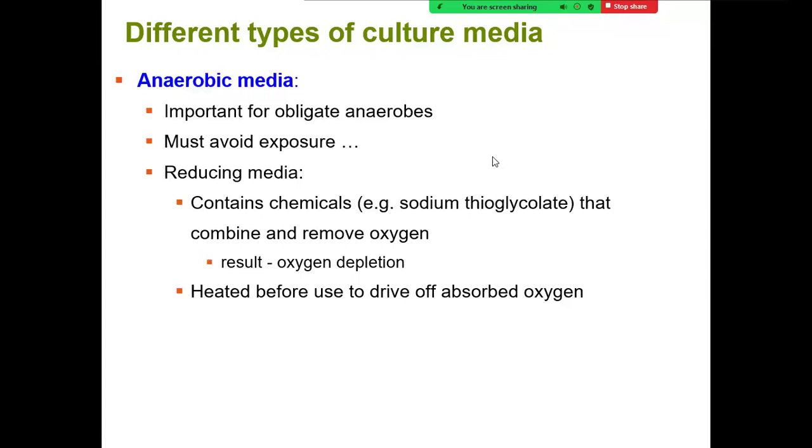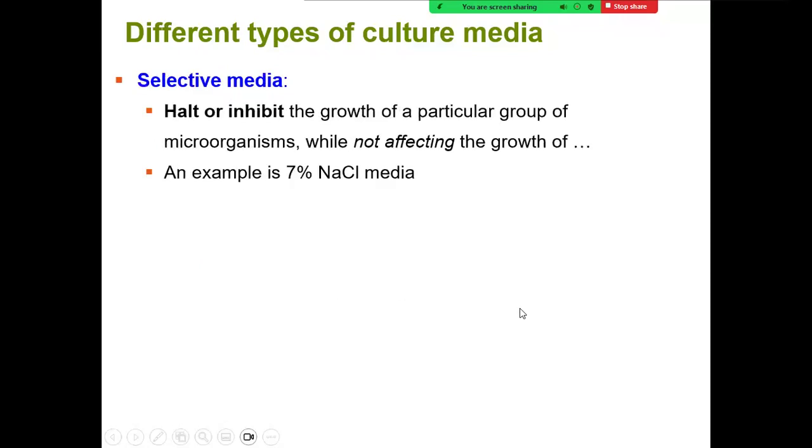But at the top of the tube, oxygen will be coming in, and the sodium thioglycolate will be used all up at the top of the tube. And that's why a thioglycolate tube has full oxygen at the top of the tube and then no oxygen at the bottom of the tube. And in the middle of the tube, it'll be reduced oxygen the further down you go in the tube. Any question about any of that?